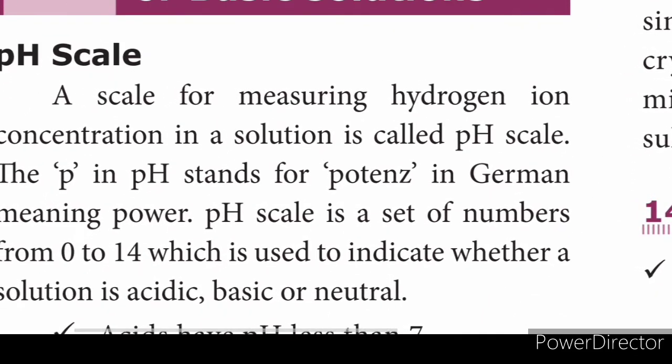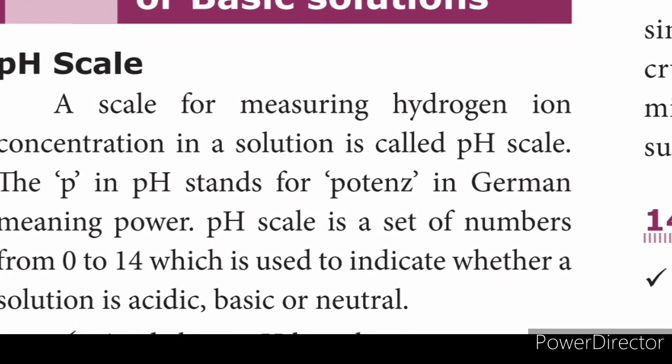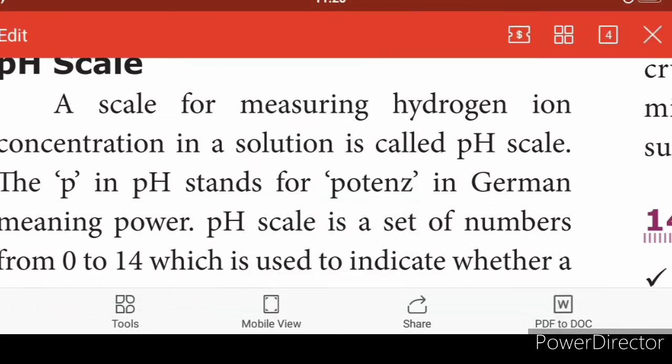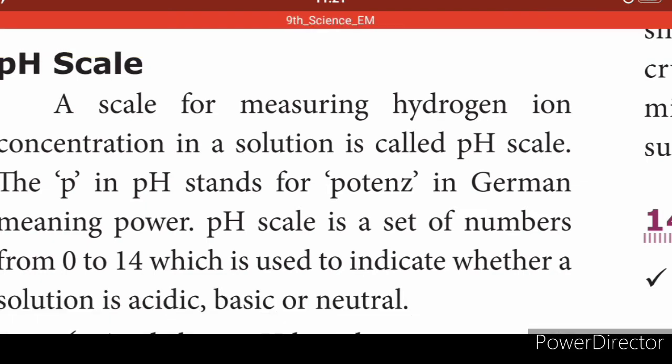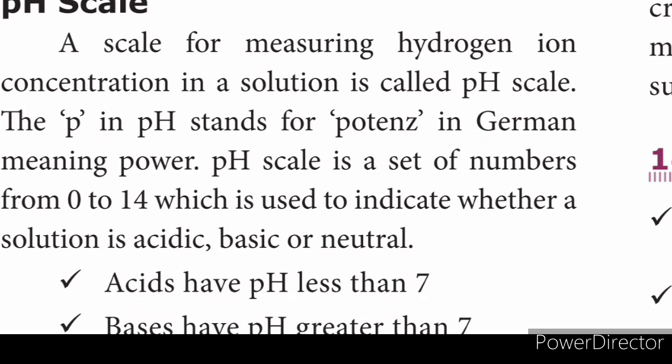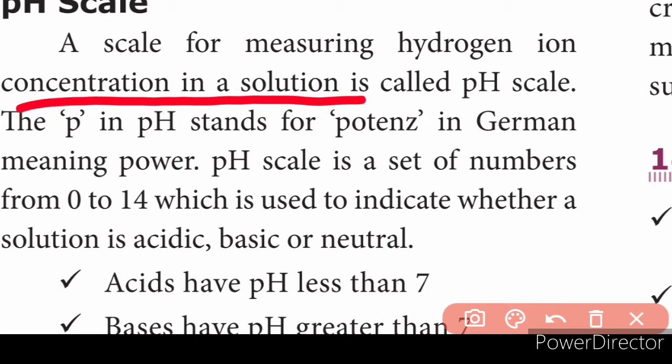So what is strength? What strength are we going to find now for acidic and basic solutions? Strength is nothing but the concentration of a solution, which we calculate as pH. Which concentration are you going to find? You are going to measure the hydrogen ion concentration in a solution. A scale for measuring hydrogen ion concentration in a solution is called the pH scale.